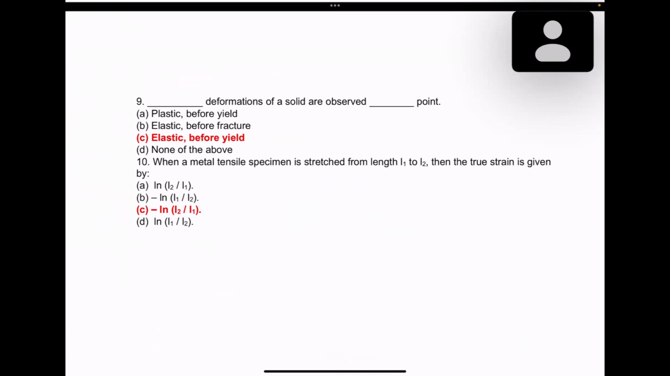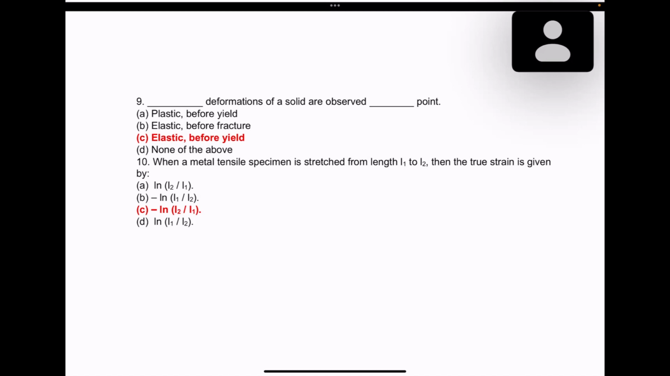After the elastic point, the material starts yielding, and from that point the material deforms plastically, and it can't revert back to the original dimensions, right? So elastic deformations of the solid are observed before the yield point. After the yield point, the material starts deforming plastically.